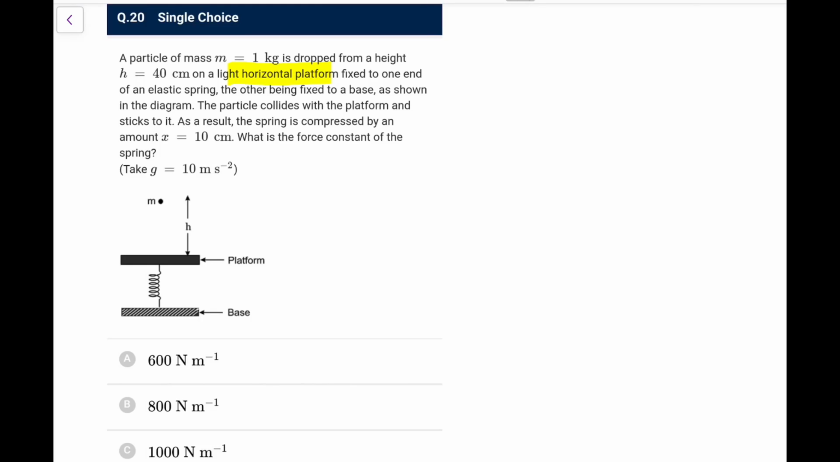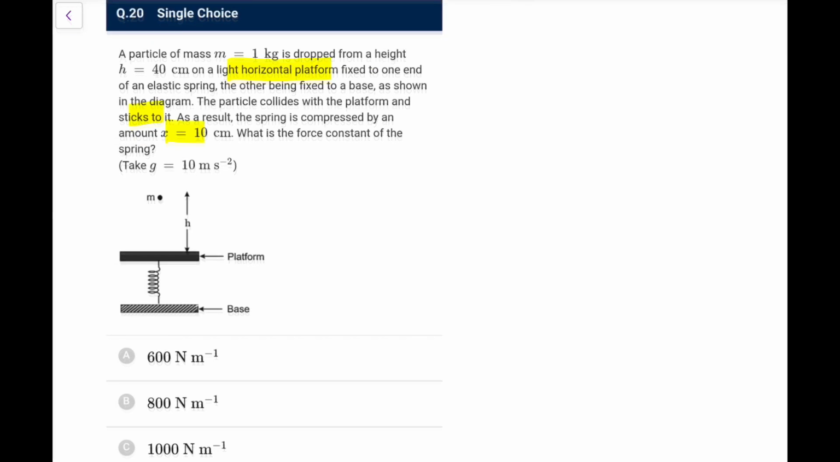The particle collides and sticks to it. As a result, the spring is compressed by 10 centimeter. What is the force constant of the spring? Because the platform is light, we don't take any energy loss due to that sticking. And simply writing this, let's say it is compressed by 10 centimeter.